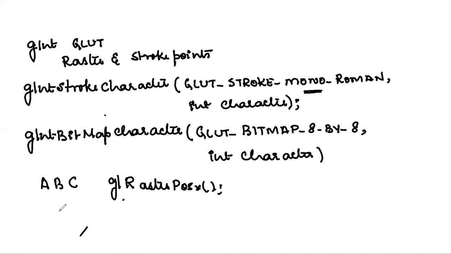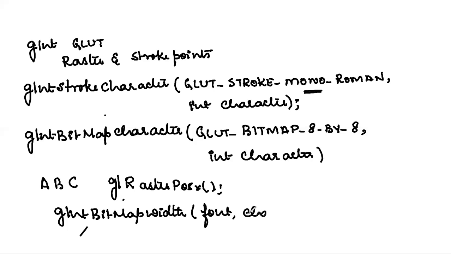We also have a function called glutBitmapWidth, which will take the arguments font and character. What it does is it returns the width of a particular character you are passing.